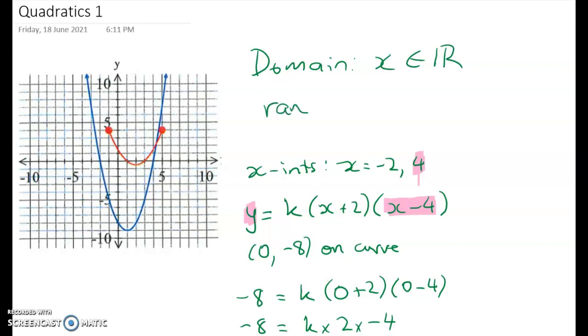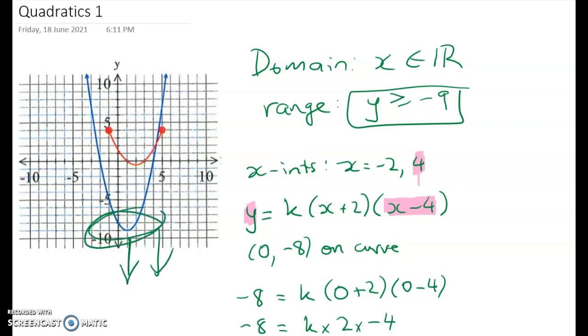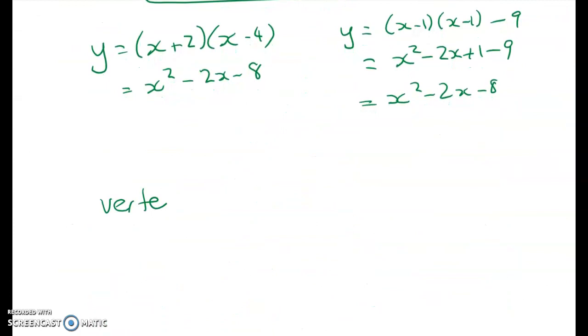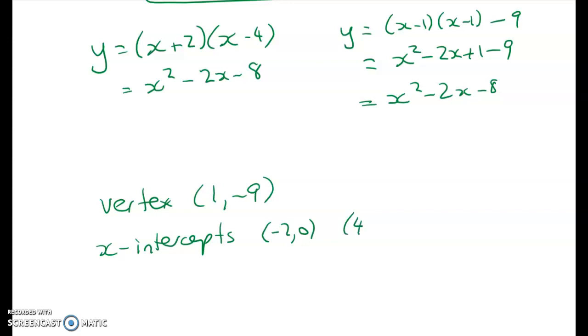And the range, which is the y values it can take on, will be y can be any number greater than or equal to -9. Okay, so with that parabola, we can never get down here. The lowest value is here at the vertex. What about other features? Well, we've also got the vertex, which is at (1, -9). We've got the x-intercepts, so basically the features of a graph are any interesting points: (-2, 0) and (4, 0).